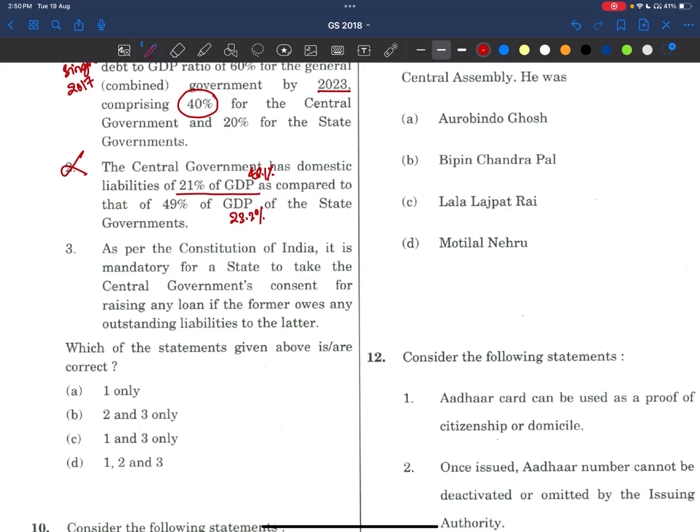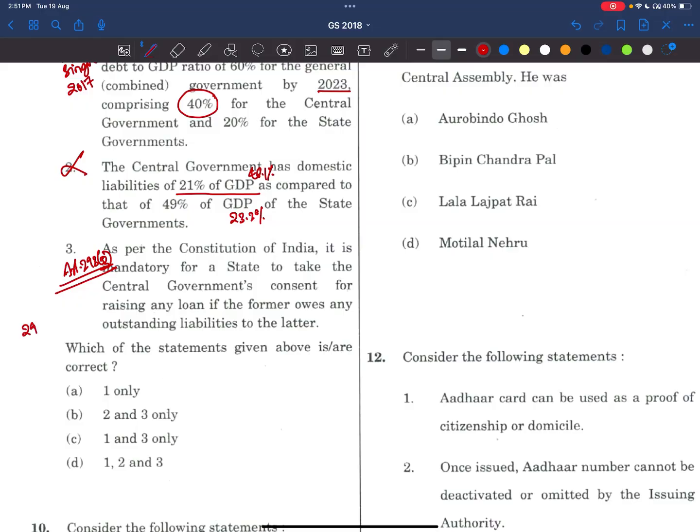Now, as per the Constitution of India, Article 293 Clause 1, it is mandatory for a state to take the central government's consent for raising any loan if the state owes any outstanding liabilities to the latter. That means if a state has taken any loan from the center and wants additional loans, it should take the consent of the central government. This provision is mentioned in Article 293 Clause 3.